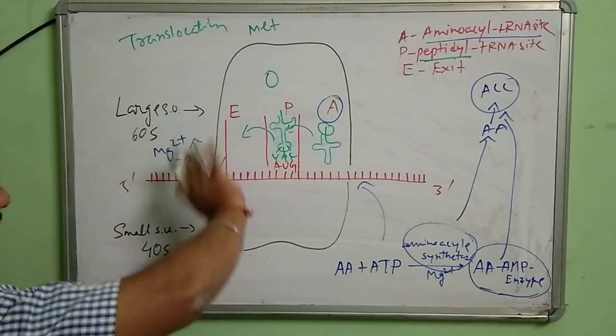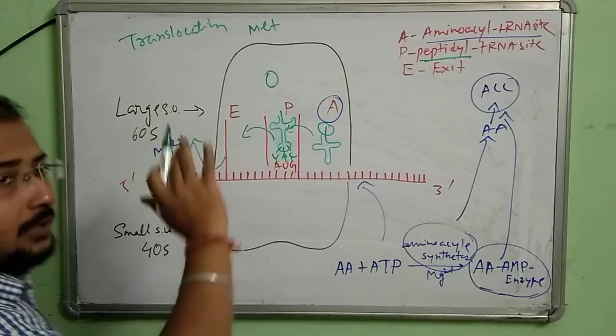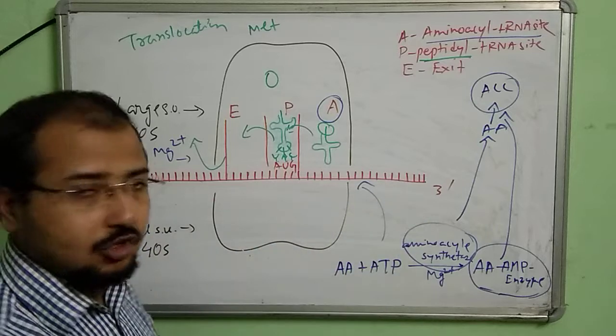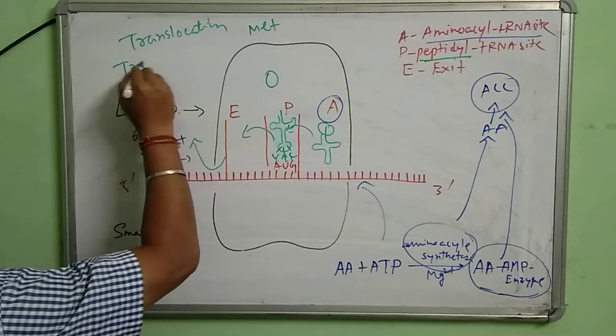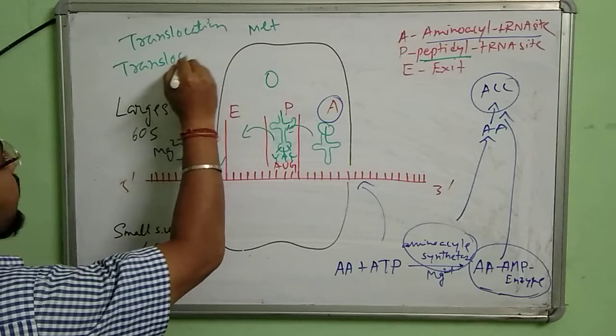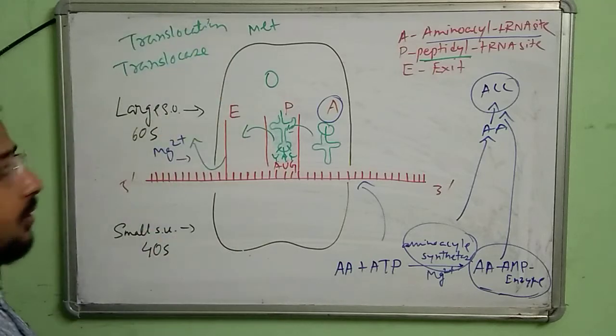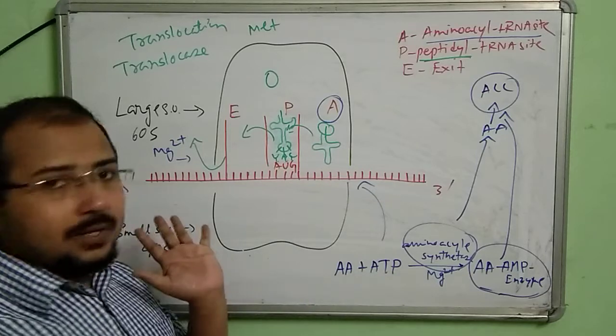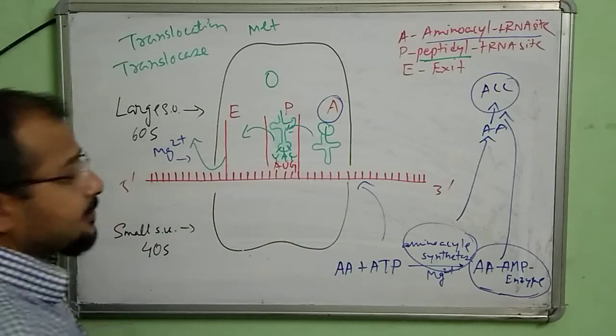This translocation is the movement of the ribosome one codon ahead on the mRNA strand, with the help of the enzyme translocase. So it moves one codon ahead. Once it moves one codon ahead, what happens?